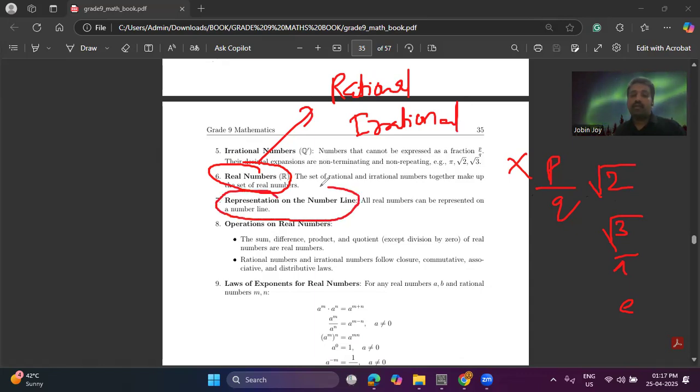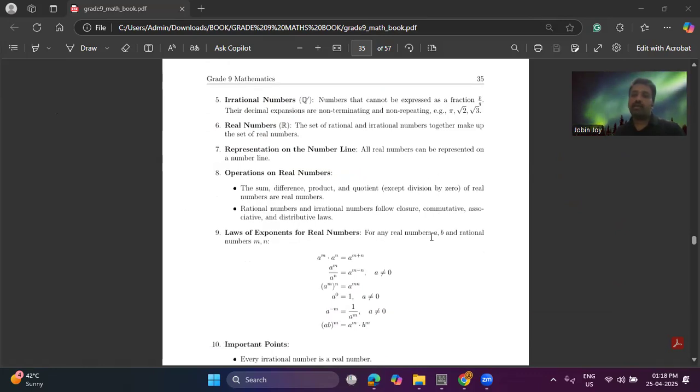Then how you represent real numbers on a number line. You can represent both rational numbers and irrational numbers on the number line. We discussed how you can locate an irrational number, root 2, root 3, on a number line by using the Pythagoras theorem. Hypotenuse square equals base square plus altitude square. Remember the equation. Then we discussed various operations on real numbers such as addition, that means sum, subtraction, difference, multiplication, product, and division, that means quotient, of real numbers.